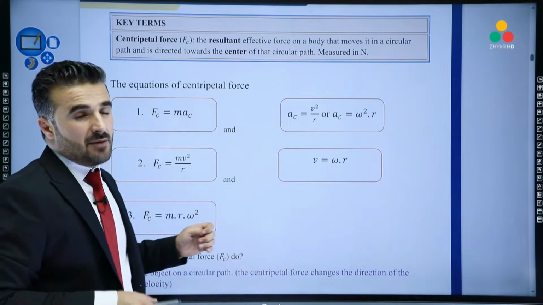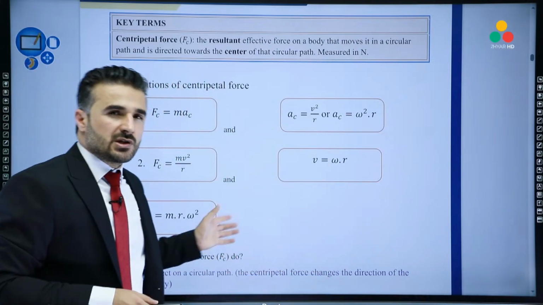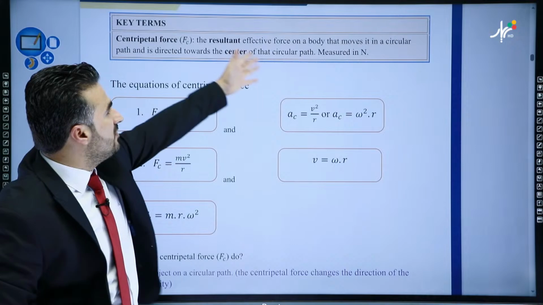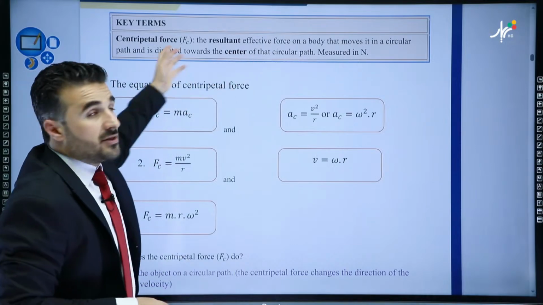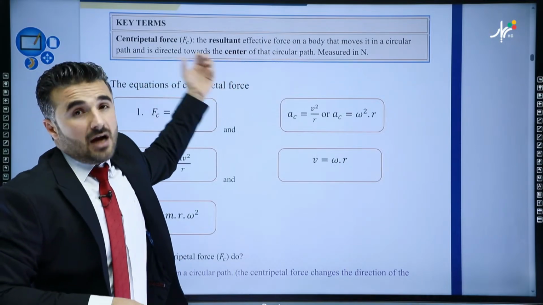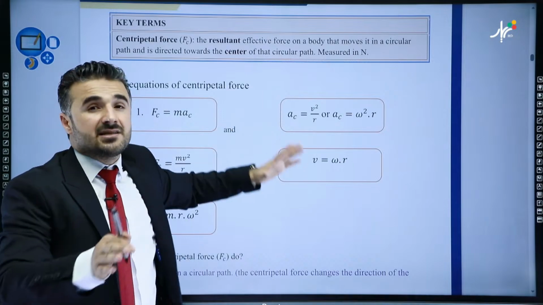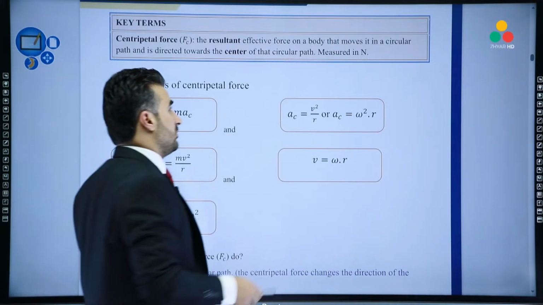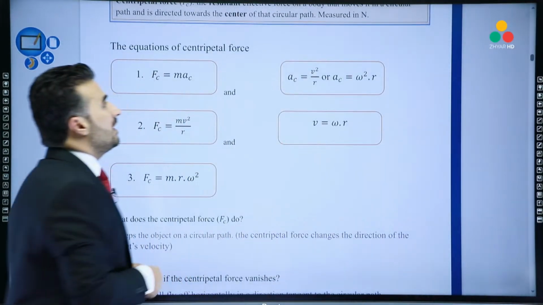Very good. So one more time, centripetal force is the resultant effective force on a body that moves in a circular path. Don't forget, the direction of centripetal force is always directed towards the center of the circular path, and of course it is measured in Newton.